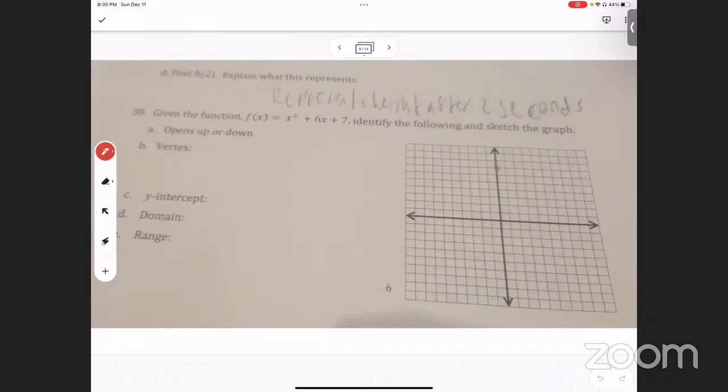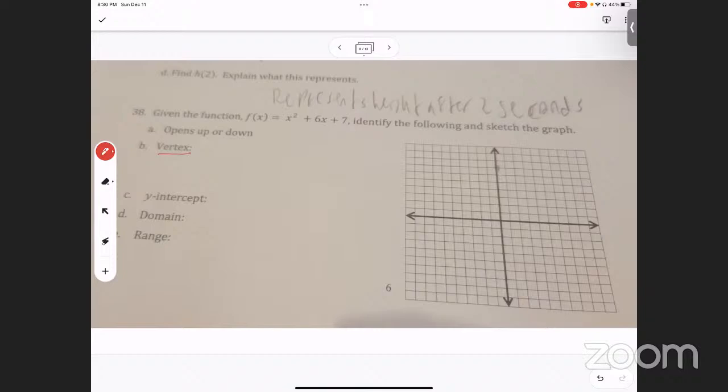Which one do you want on this one? 38? 38, yeah. Well, you're probably good with this because we've already done it. Or no, you know what? Let's do it. What are the different ways you can find the vertex? Do you remember how you find the vertex?